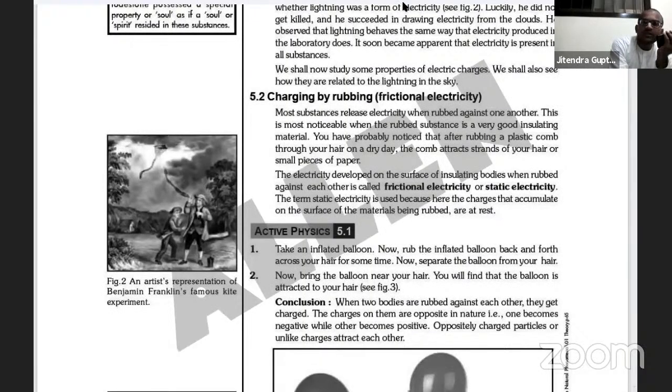So you should try to answer as soon as I ask. If you do not understand, you should ask me also. Now we are moving towards the second point, that is charging by rubbing. Have you done this?